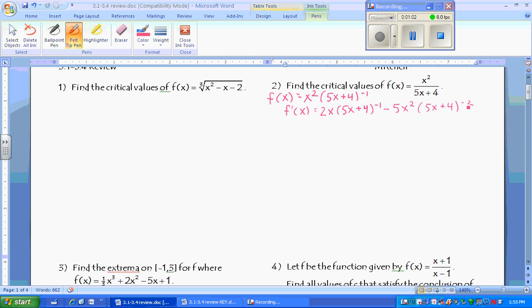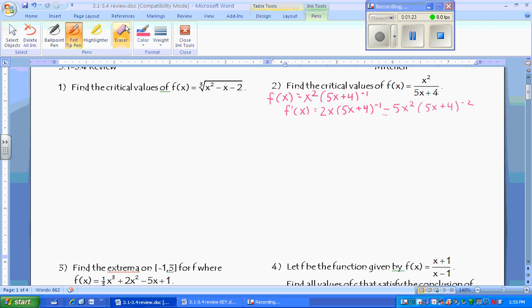And that's just, if you know how to take derivatives, you'd go x squared and then times the derivative of 5x plus 4, negative 1. And the derivative of that is a negative number, which is why there's a minus.